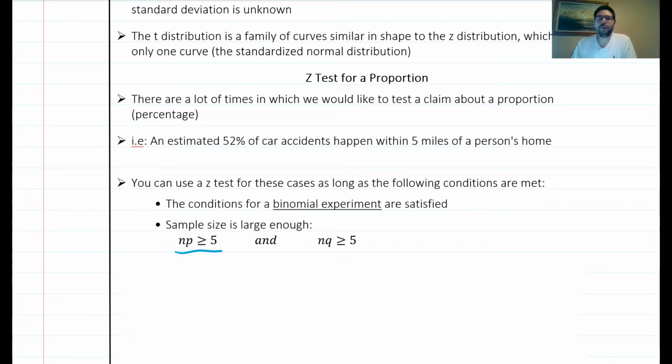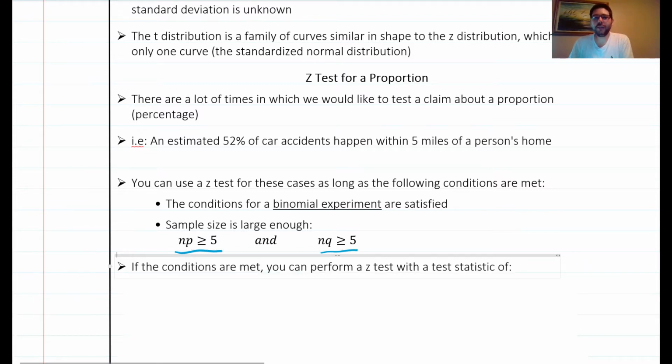Remember that q is the probability of failure. So if, for example, 40% success, then that means q is going to be 60% for failure. You multiply that by the sample size that you took, and that should also be greater than or equal to 5. Both of them have to be met for you to proceed with the test. All right. So if the conditions are met, you can go ahead and perform a z-test.